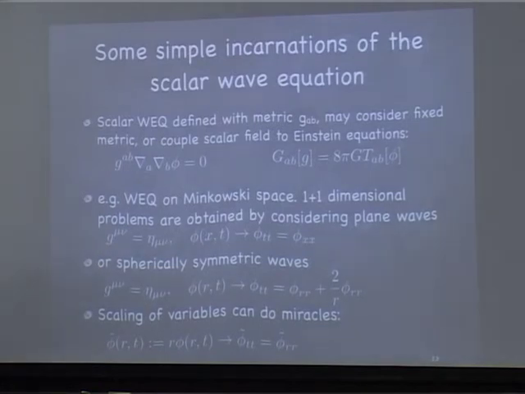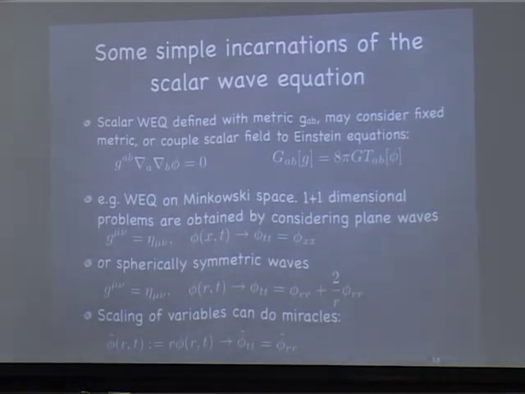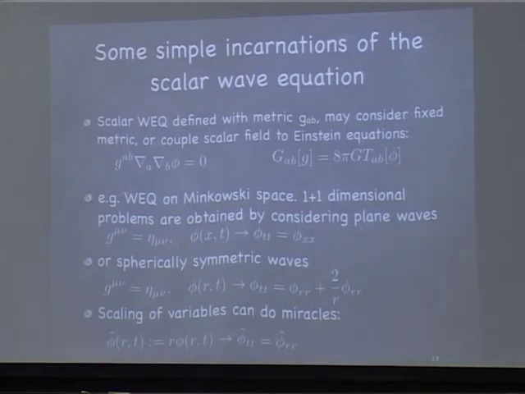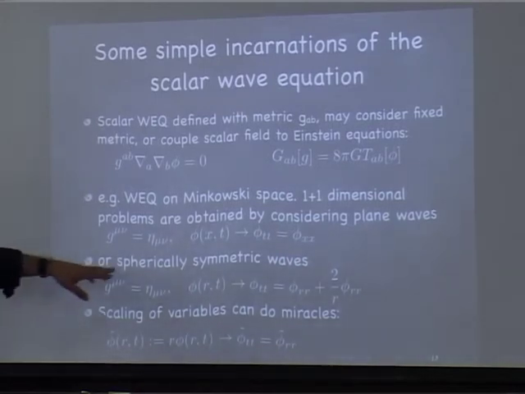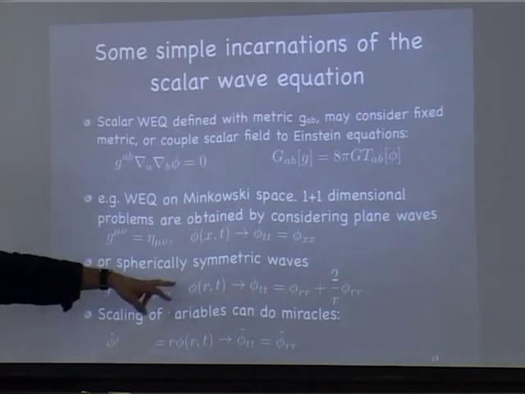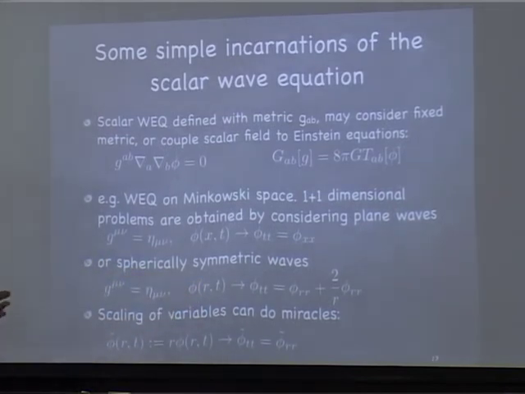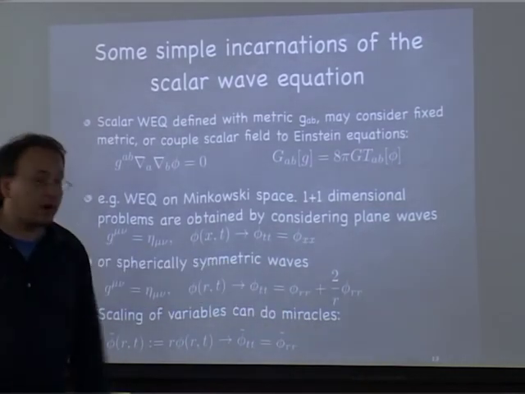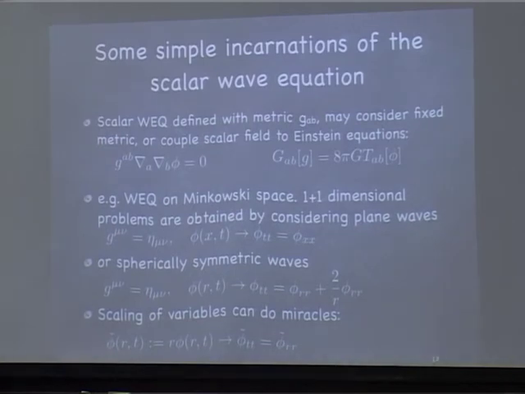Well, the simplest case is, of course, on Minkowski space. Then we're back to the simplest setting. And then we can get 1 plus 1 dimensional problems, which means problems we can deal with here in class, either by somehow considering plane waves. Plane wave means that just our function, phi, is a function of x and t. And then we have the ordinary wave equation that we're dealing with. Or, more interesting, we could look at spherically symmetric waves, and phi is a function of r and t. Then, of course, we get a different Laplace operator. We just get phi_rr plus 2 over r phi_r, which is more interesting physically.